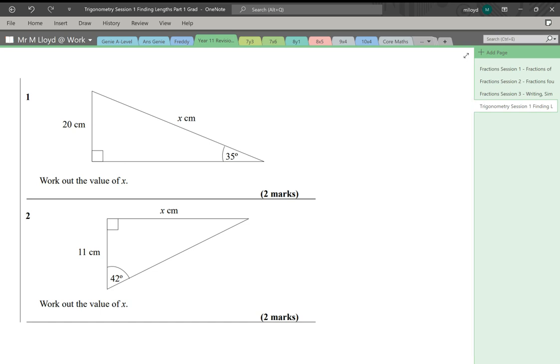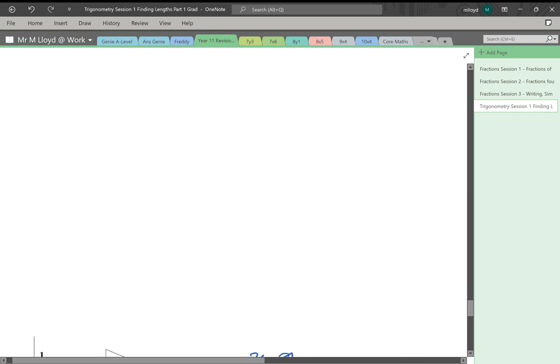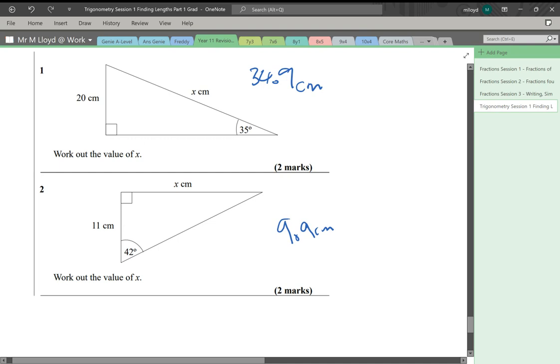How dare I leave you on a cliffhanger? When I left you guys, because the timing of my video was about to expire, we had 2 exam questions to have a go at. I'm not going to run through how to do these ones because they're very similar to what you've done earlier, and that's why they're only worth 2 marks. So I'm just going to scroll down and hopefully the answers are there. There we go, 34.9 and 9.9. Okay, so answers are there.